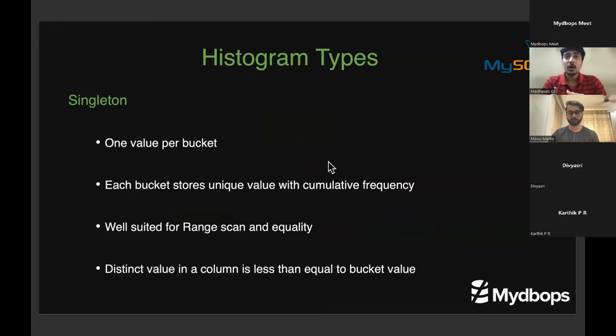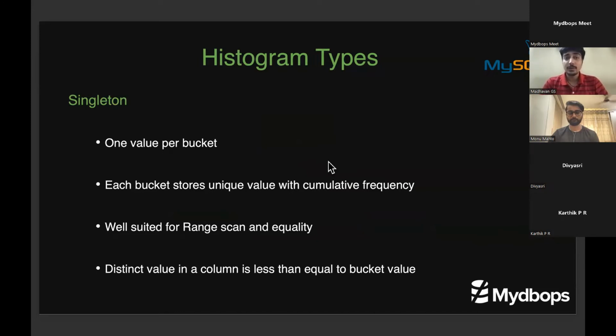Suppose the column has 7 distinct values. In this case, by default the bucket count is 100, which is greater than the number of distinct values of the column, right? Then obviously the histogram will go for singleton instead of equi-height, because the distinct value count is lower than the bucket value.